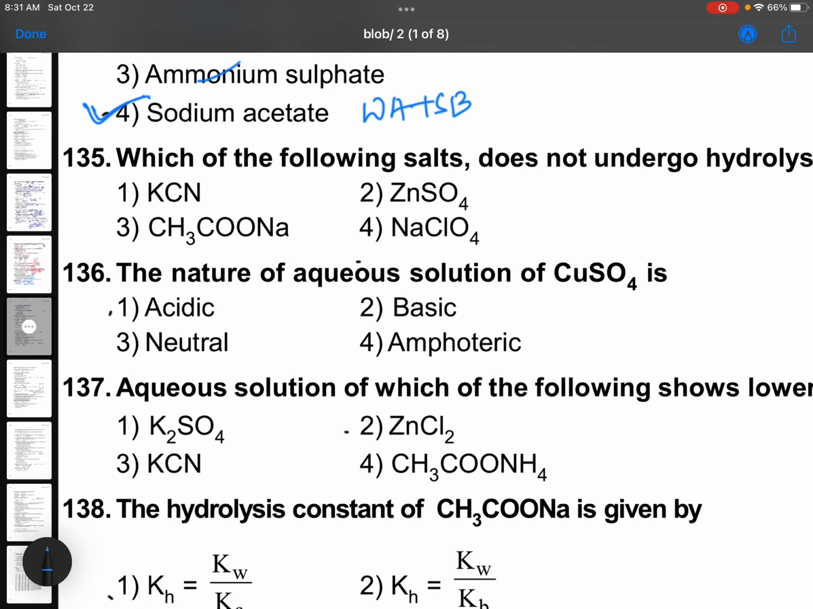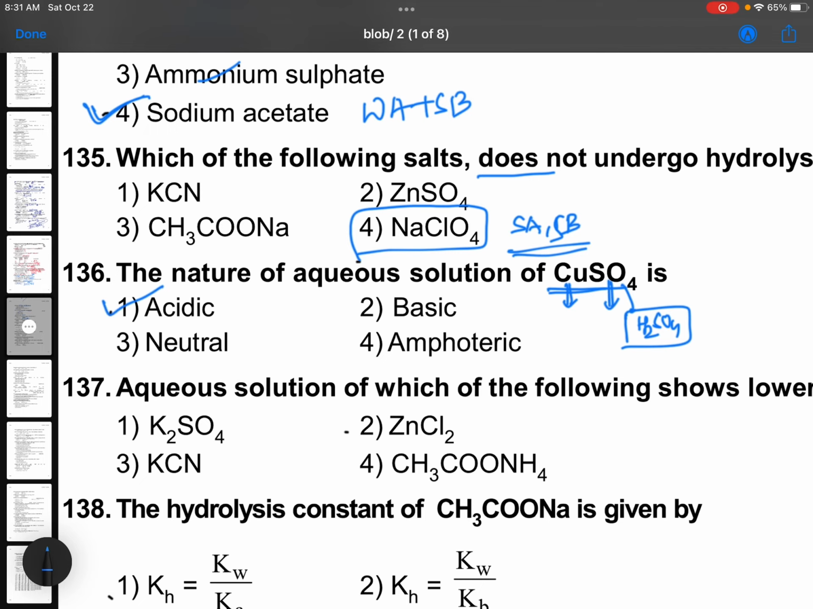Which of the following salts does not undergo hydrolysis? Very, very simple. A salt that does not undergo hydrolysis is a combination of strong acid and strong base. Strong acid, strong base salts never undergo hydrolysis. The nature of aqueous solution of copper sulfate: copper is weak, sulfate is strong, so this is coming actually from sulfuric acid. Anionic hydrolysis is acidic in nature.